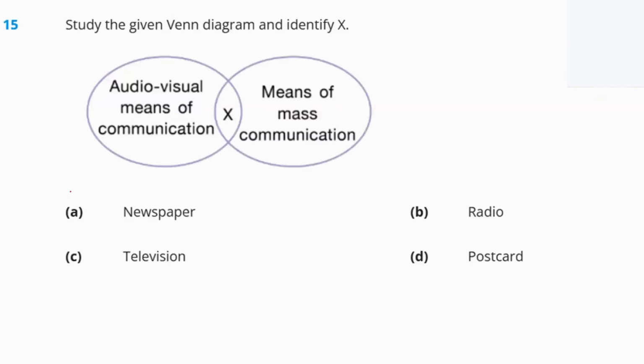Okay. Next, study the given Venn diagram and identify X. So X is both audio visual means as well as means of communication, which means you can see it, you can hear it, and also it's a mass communication, which means you can spread information to a large number of people also. So out of newspaper, radio, television, and postcard, it is definitely going to be television. Television we can hear, we can see, and it is also a means of mass communication.